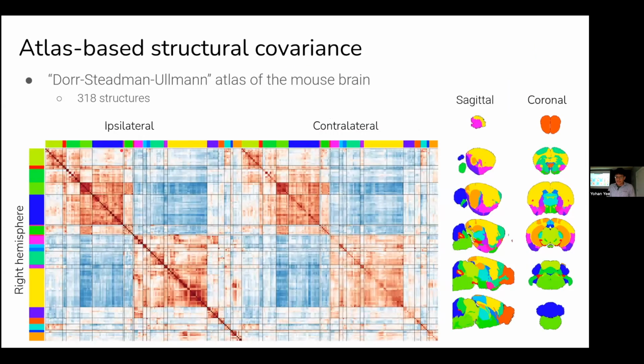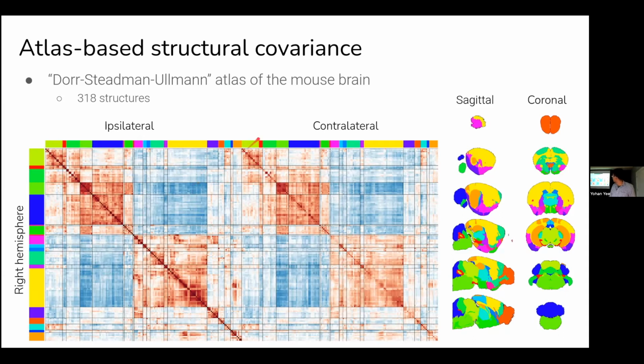We used an atlas of 318 structures, and we computed structural covariance between every pair of these structures. So what you're looking at is a structural covariance matrix. Structures in the right hemisphere are shown on the right and are labeled by a color scheme that corresponds to the slices shown on the right. And correlations between these structures and other structures in the same hemisphere are represented by a color. So red is, I should have put a color bar here, I'm sorry I don't have that, but red is high positive structural covariance, blue is negative structural covariance.